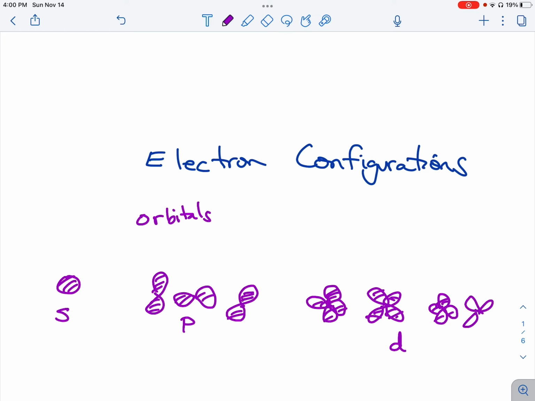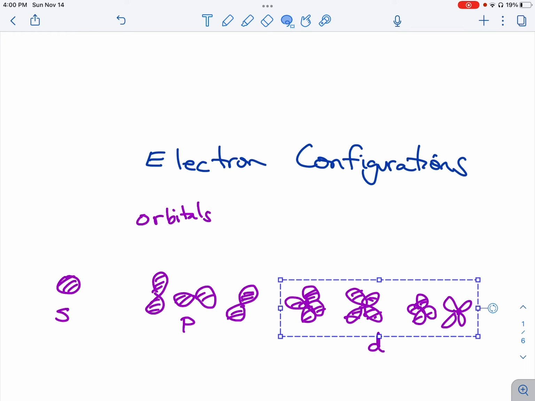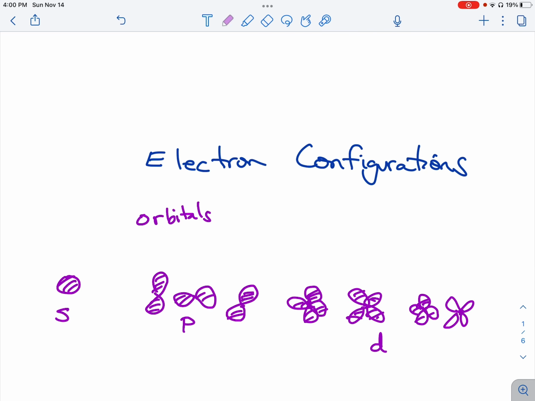And then there's this really weird one that's kind of a mathematical nightmare. It's just what it is. When you take quantum mechanics, you'll learn about this one. It kind of has this donut shape around the middle. Just trust me. So anyway, those are the d orbitals.